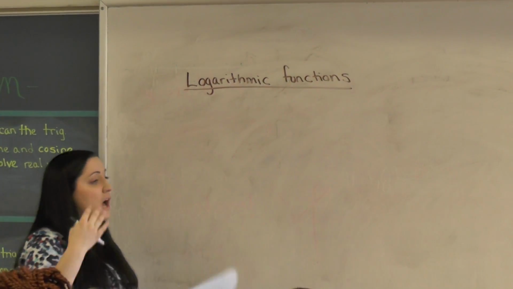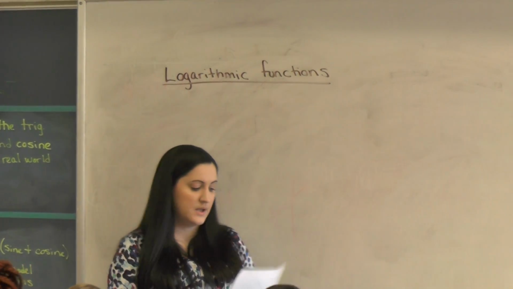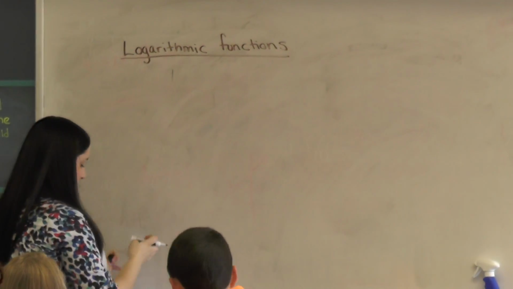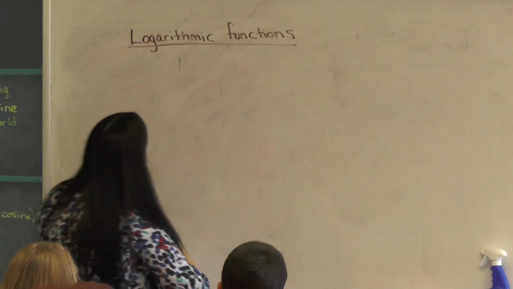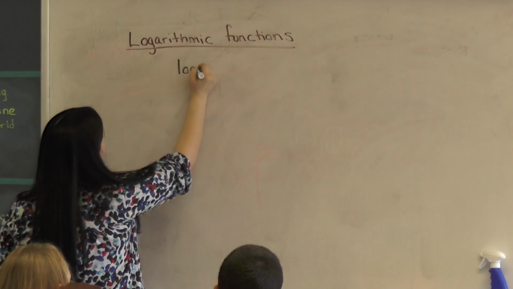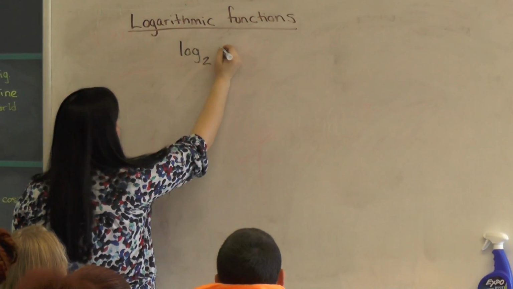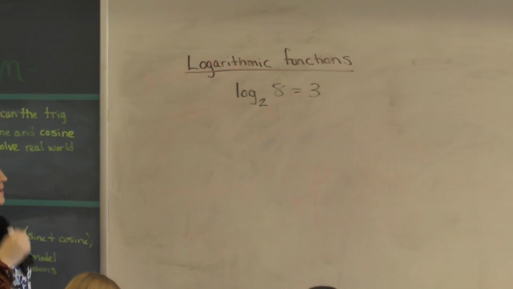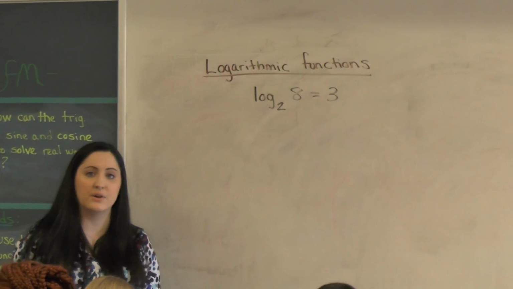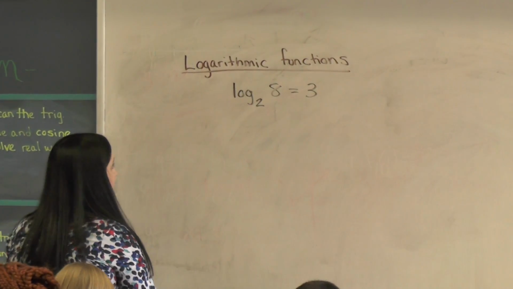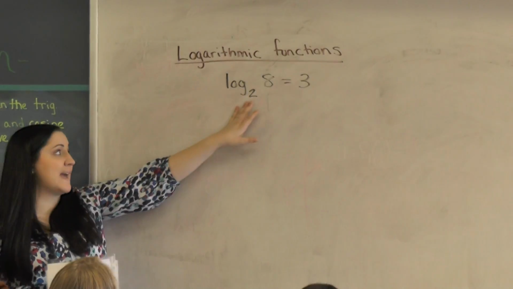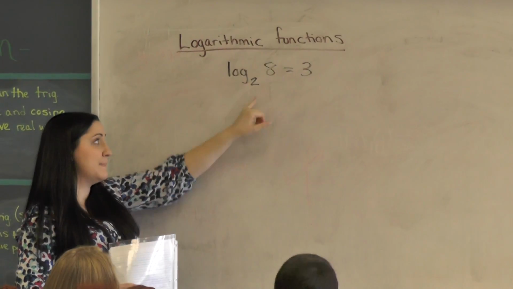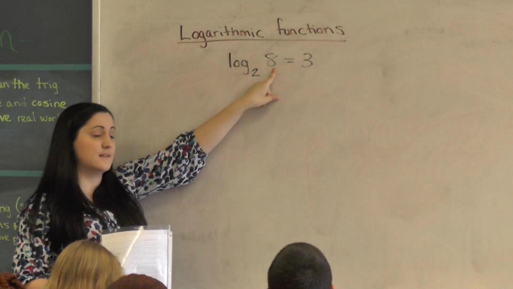Going back and forth between logarithmic form and exponential form. So I'm just going to put up a general logarithm. This is just an example of a logarithm. And we read this as log base 2 of 8 equals 3. Log base 2 of 8 equals 3.